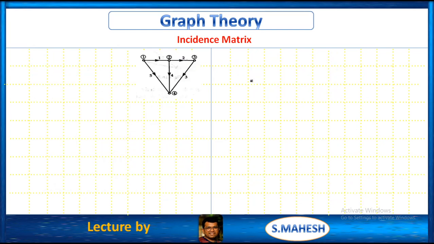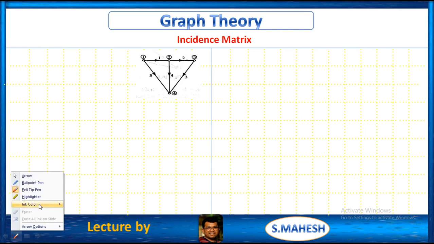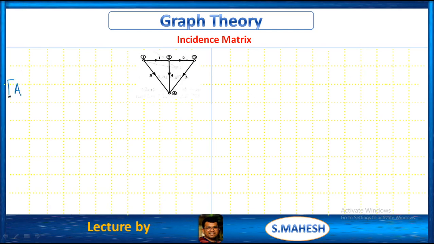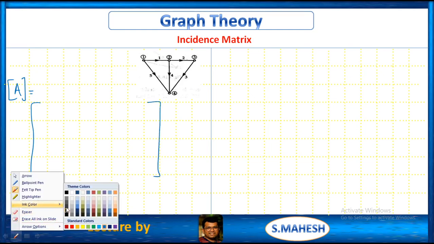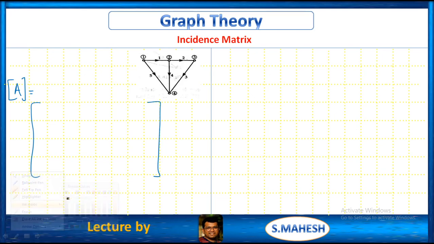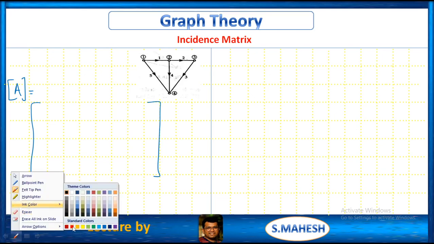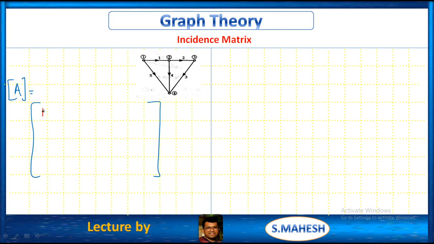Okay. So from this, now we are going to get the incidence matrix, right? Then tell me, what is A11? Branch 1 is oriented away from that node 1, right? That is, simply it is 1.